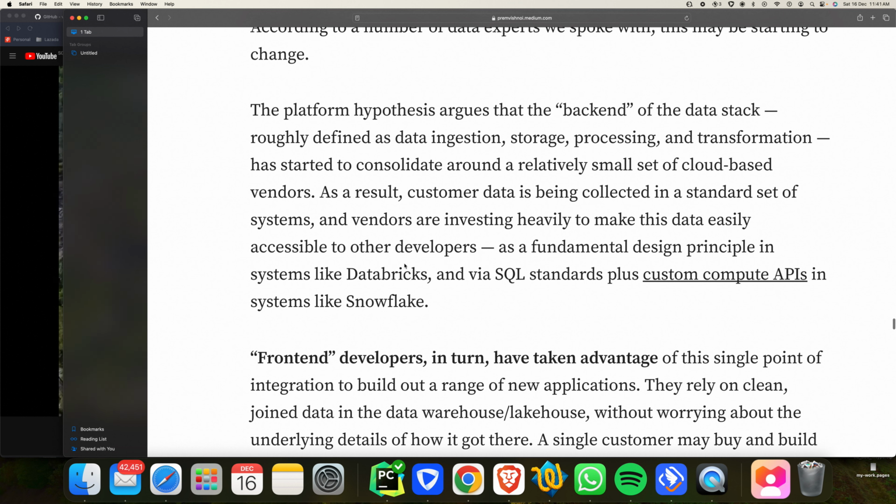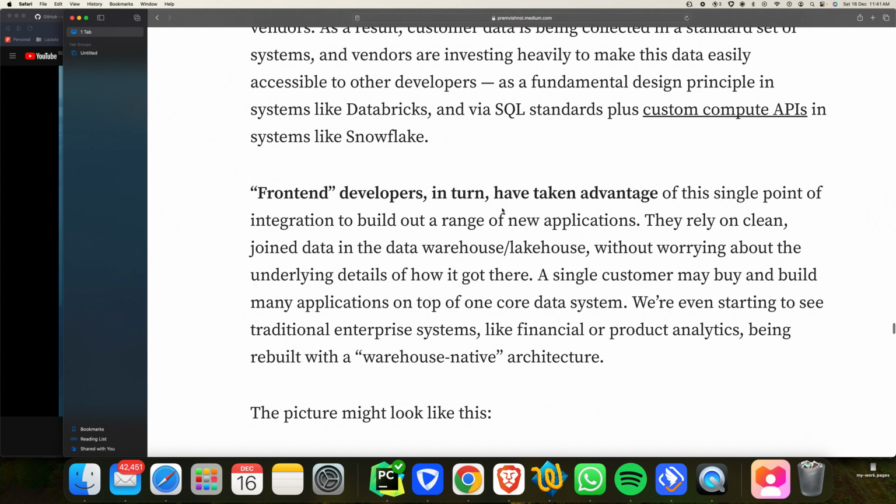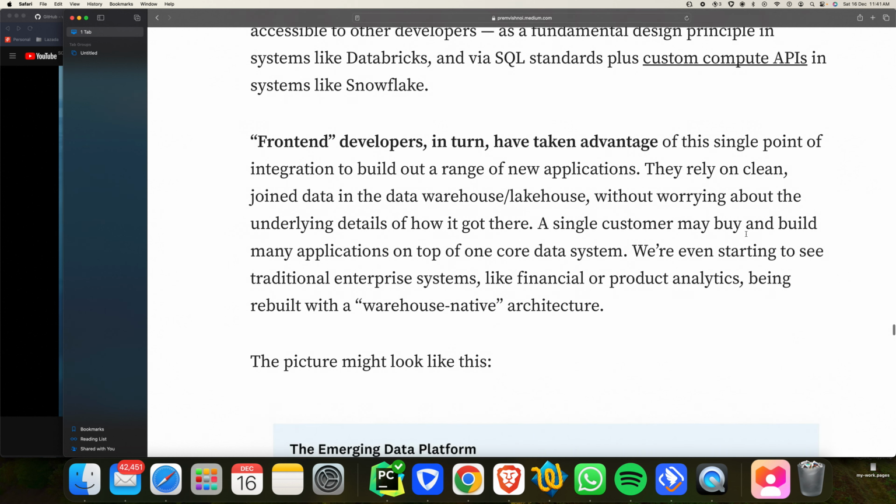A fundamental design principle of systems like Databricks is SQL standard plus a custom compute API. Front-end developers in turn have taken advantage of this single point of integration to build a range of new applications. They rely on clean, joined data in warehouses and lakes without worrying about the underlying details. How did they get there? A single customer may buy and build many applications on top of the data system. We are even starting to see those systems replace traditional ones.